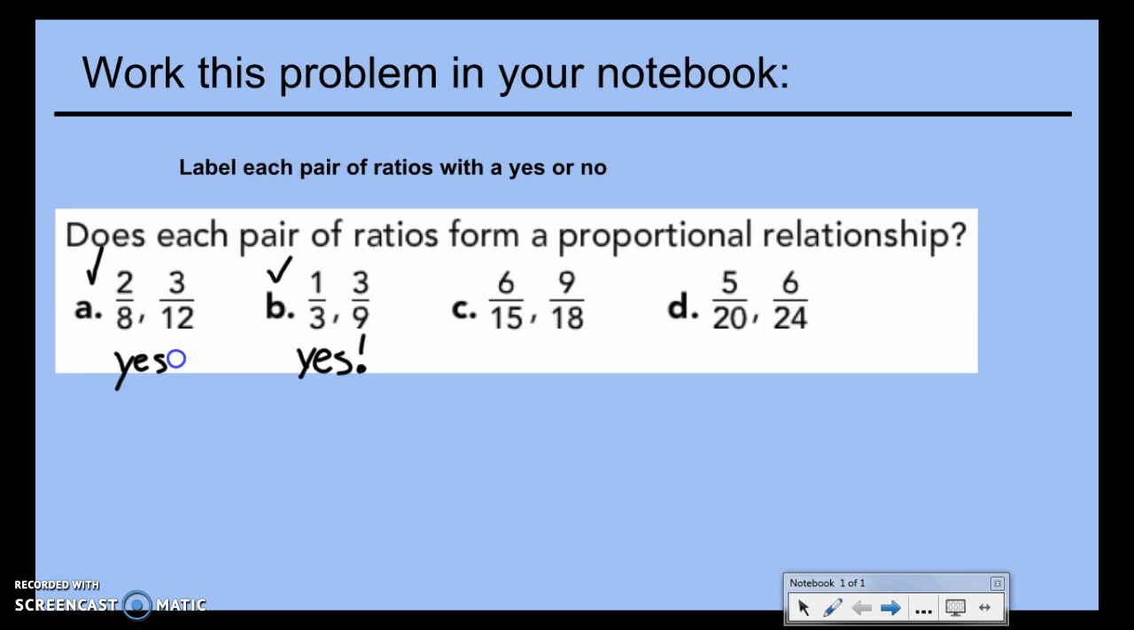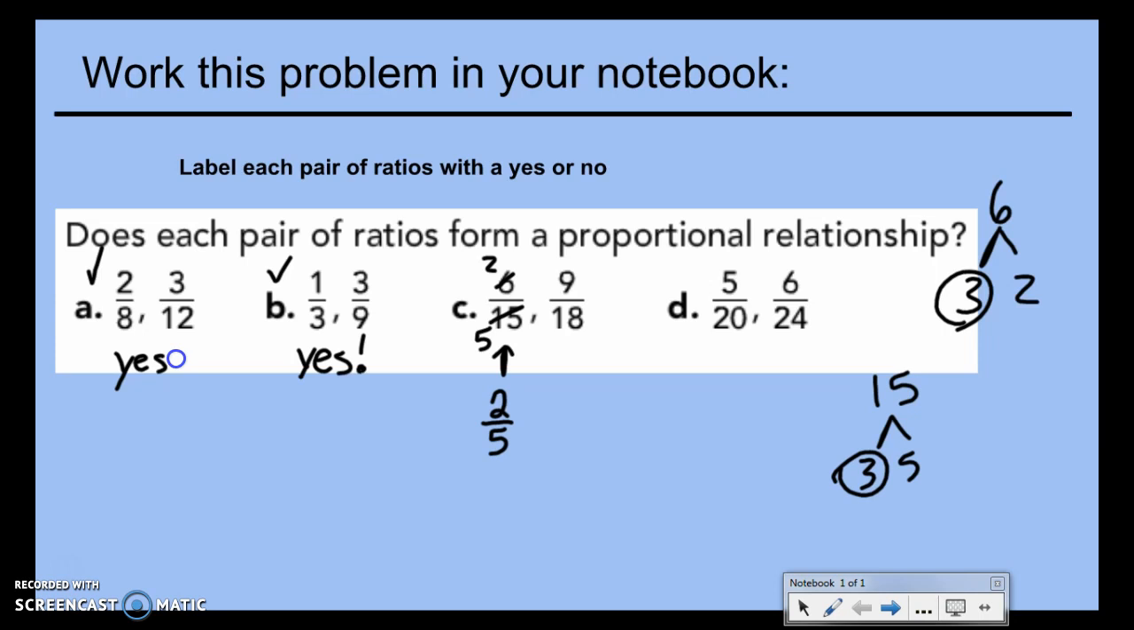Let's look at C. We have 6/15 and 9/18. Let's look at our first fraction. Can 6/15 be reduced? Well, if you're not sure, let's look at 6. What are some factors of 6? 3 and 2. Some factors of 15? 3 and 5. So 6 and 15 can both be reduced by 3. 6 divided by 3 gives us 2. 15 divided by 3 gives us 5. So our 6/15 gets reduced to 2/5.